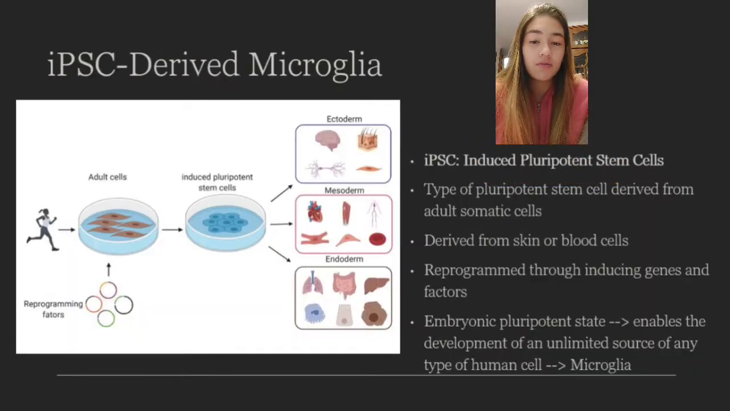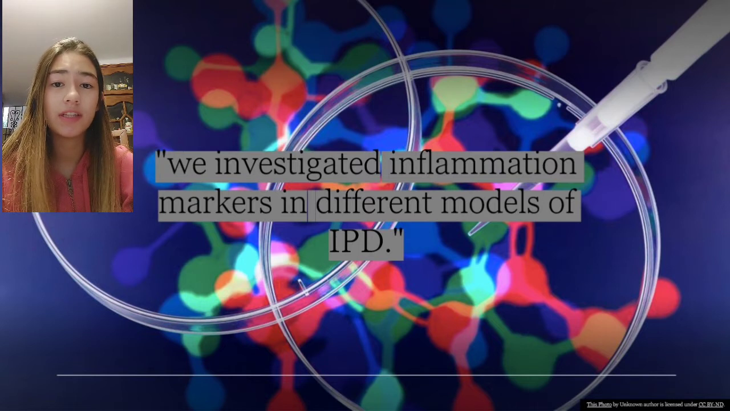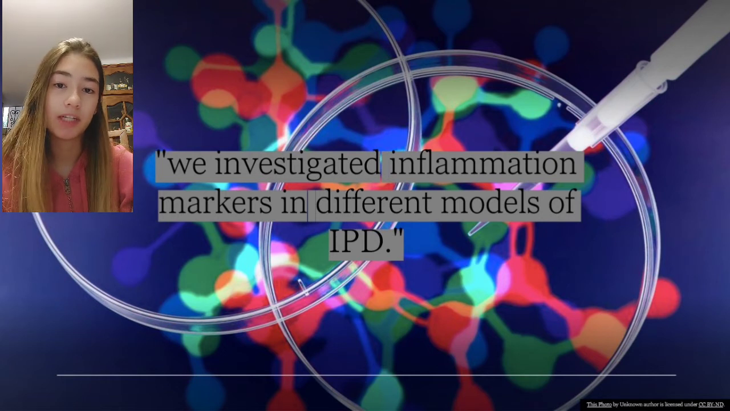So in this study, they use iPSC-derived microglia. iPSC means induced pluripotent stem cells. It is a type of pluripotent stem cell derived from adult somatic cells, like blood cells or skin cells, and they reprogram them through inducing genes and other factors to make an embryonic pluripotent state that enables the development of an unlimited source of any human type of cell, like microglia. So the aim of this study was to investigate inflammation markers in different models of IPD, idiopathic Parkinson's disease.